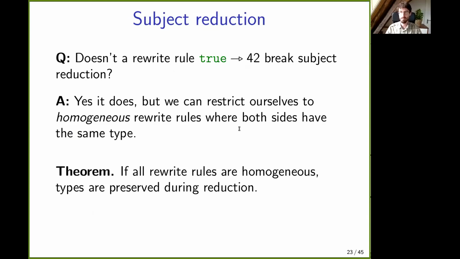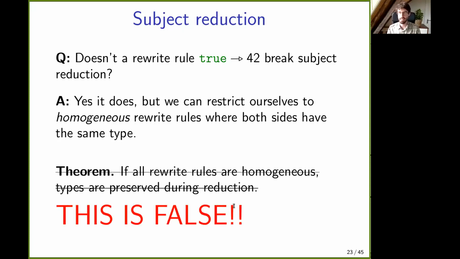The third property I wanted to talk about is subject reduction. Again, there you can easily come up with a counterexample. Suppose we rewrite the Boolean true to the number 42. Doesn't that break type preservation? Obviously it does. But maybe we can just restrict ourselves to homogeneous rewrite rules where the left and the right both have the same type. Then you would say, if we do that, we would get a theorem that says that if all the rewrite rules are homogeneous, then types are preserved during reduction. Except, unfortunately, it's not the case. So this is not a theorem; it's false. So we need a couple of more properties in order to prove subject reduction.